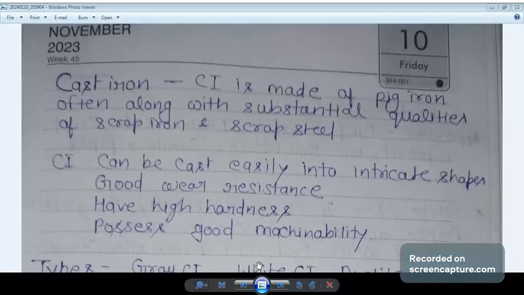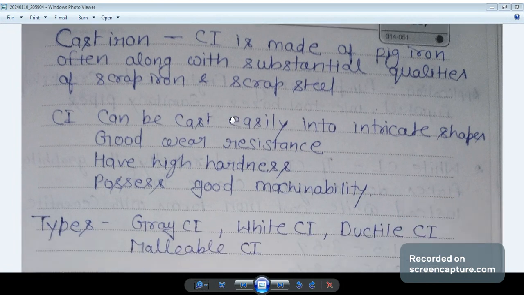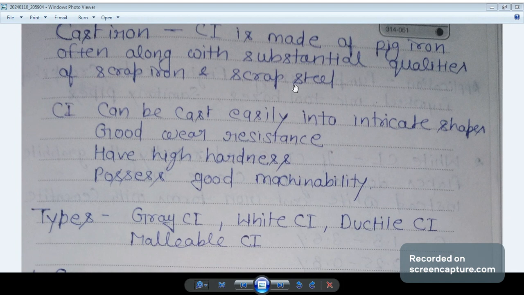Hello, in this video, we are going to discuss cast iron and its different types. Cast iron is made of pig iron, often along with substantial quantities of scrap iron and scrap steel. Cast iron can be cast easily into a desired shape. Cast iron basically has good wear resistance, high hardness, and good machinability.